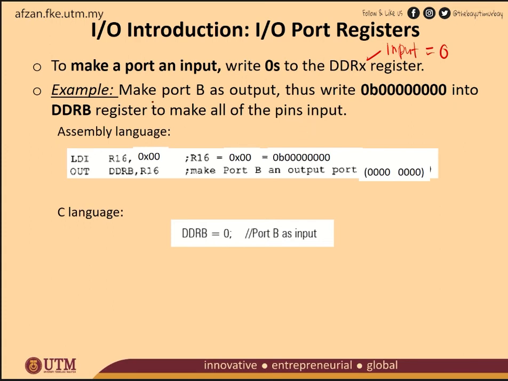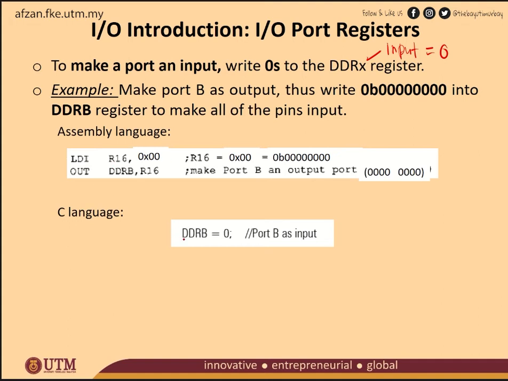Okay, so for example, to make port B an input port, you're going to write 0B00000000 into your DDRB register in order to make all the pins as an input. So this is what you're going to write down in your assembly: LDI R16, 0x00, so you put 00 to your R16 and then send this number from R16 to your DDRB. So OUT DDRB, R16. Okay, so this is what you need to write down to initialize in assembly language.